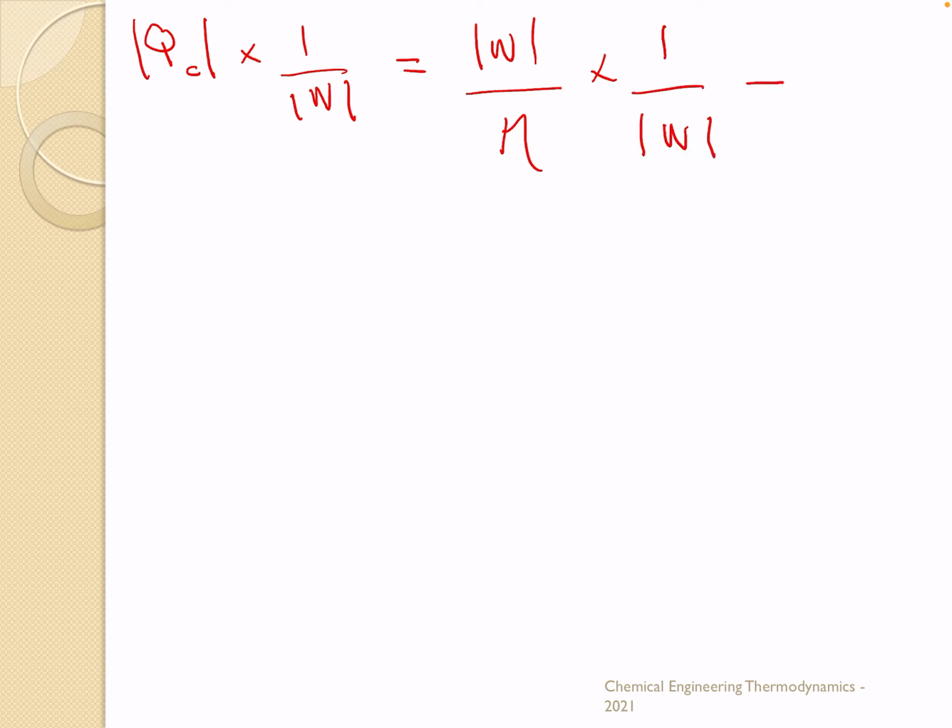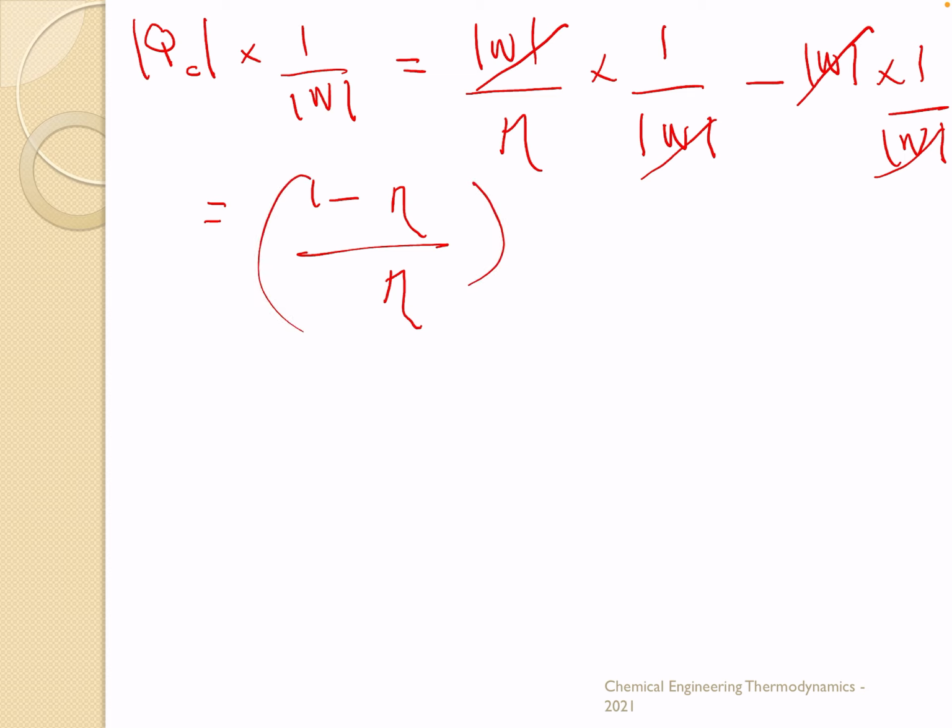QC times 1 over W equals W times 1 over W minus W times 1 over W. So if you cancel those out, we should end up with 1 minus that into that, multiplied by W. So let's call that equation 6.